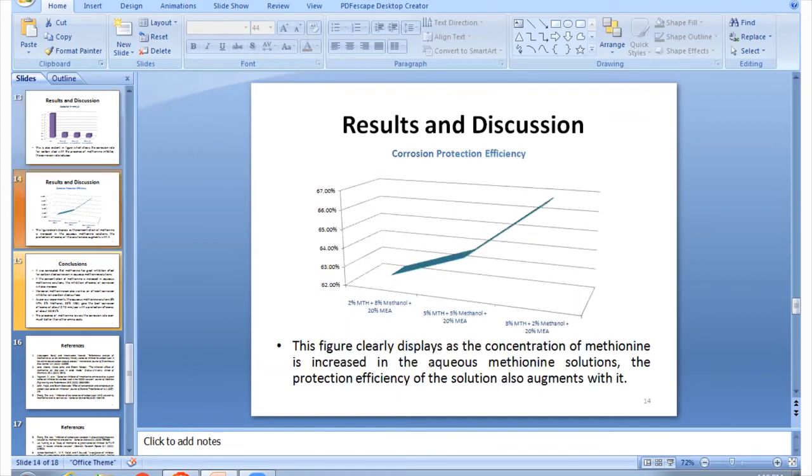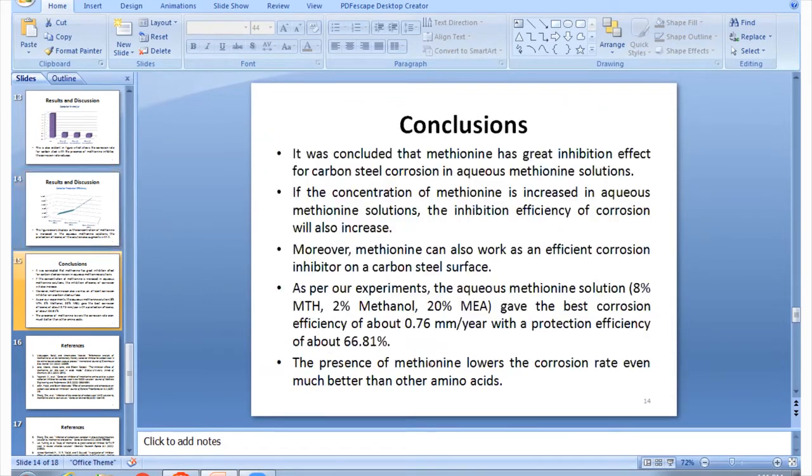And in this graph, I have shown the corrosion protection efficiency. This figure clearly displays that as the concentration of methionine is increased in the aqueous methionine solution, the protection efficiency of the solution also soars with it. At 2%, in the first solution, the protection efficiency is around 62%. Then for the next one, it is around 63%. And in the last, it reached almost 66.71%.